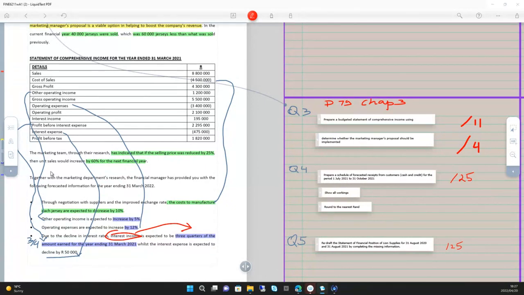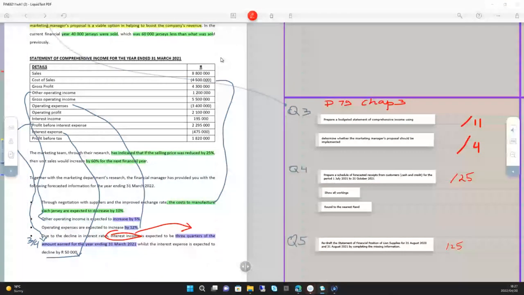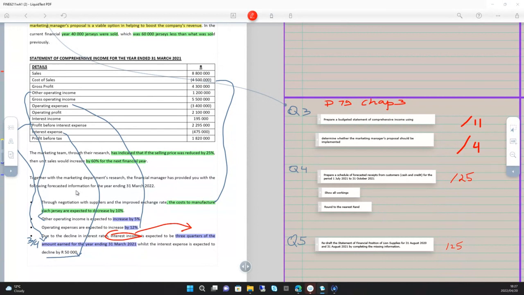I repeat again, if they say the unit sales would increase, it means that it's going to impact the sales and the cost of sales. So when you're going to be drawing this new budgeted statement of comprehensive income, make sure that you take into account everything that has been given to you. And there's not a lot, there's just a few of them that have been given to you.